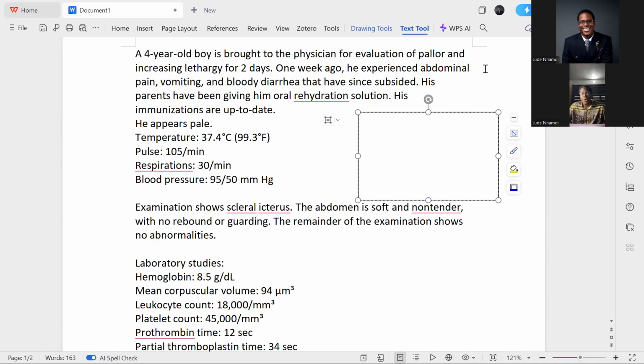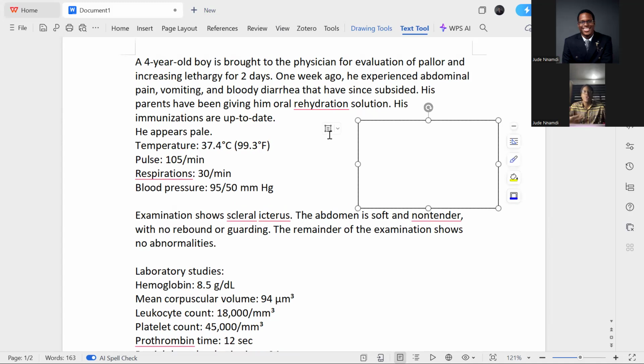So I'm going to walk you through HUS, and I also have a case presentation to help you understand this better. First, I want to highlight the causes of HUS. There are two major causes. First is caused by a sugar toxin, and this occurs mainly in young people, usually from 6 months to about 4 years.